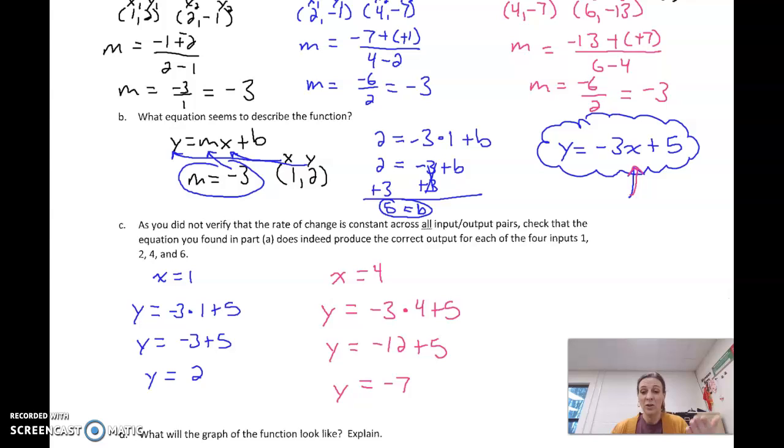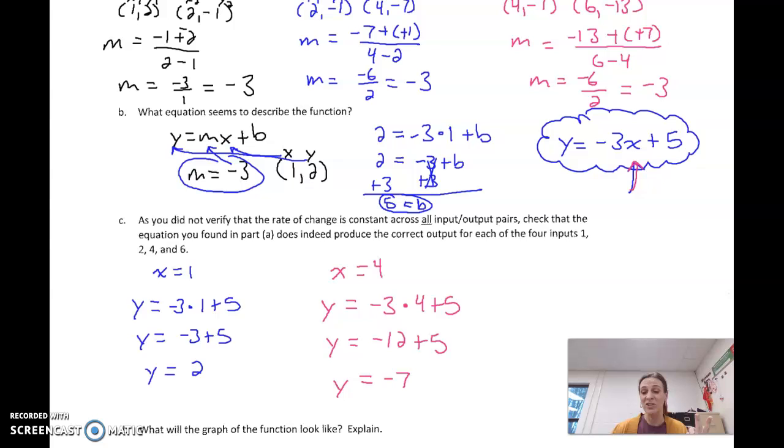Okay, so we're just verifying that it works. That's what we did here. We used our knowledge of slope and rate of change to find that, and then our knowledge of writing an equation in slope-intercept form to write a rule for that table of values.